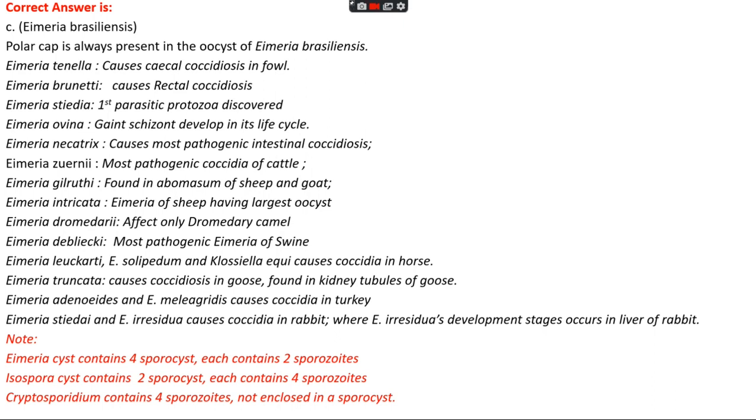Note that Eimeria cysts contain four sporocysts and each sporocyst contains two sporozoites, a total of eight sporozoites. In case of Isospora, the cysts contain two sporocysts, but each sporocyst contains four sporozoites, so at last they also produce eight sporozoites. But Cryptosporidium contains only four sporozoites, which are not enclosed within a sporocyst.